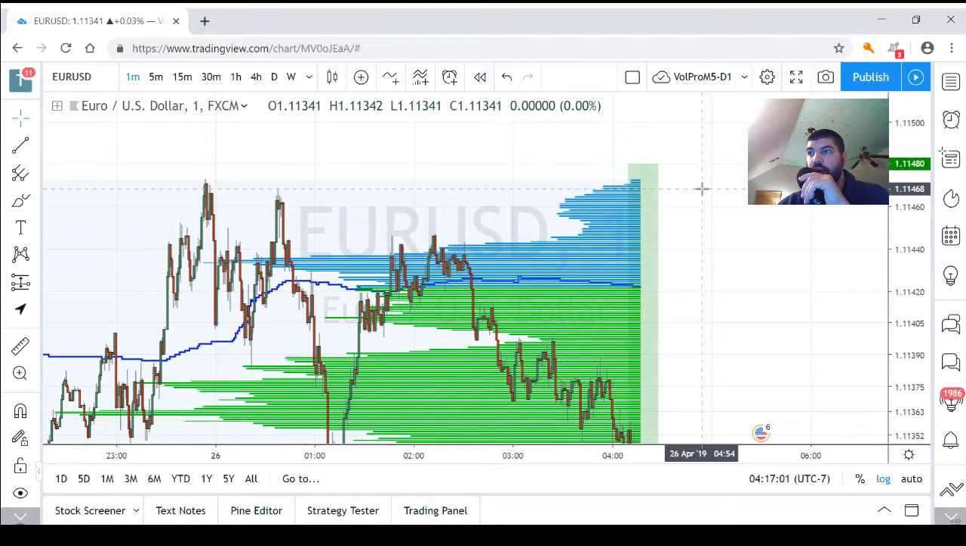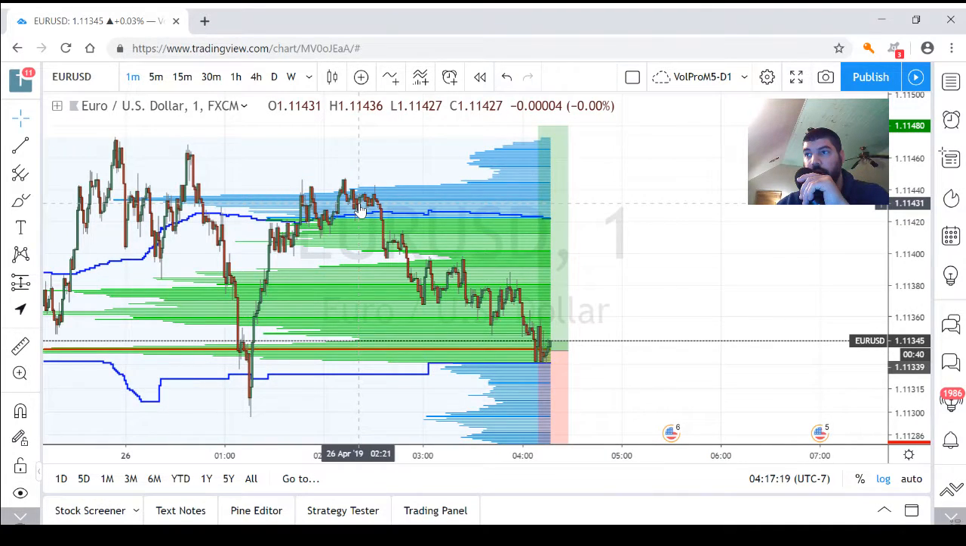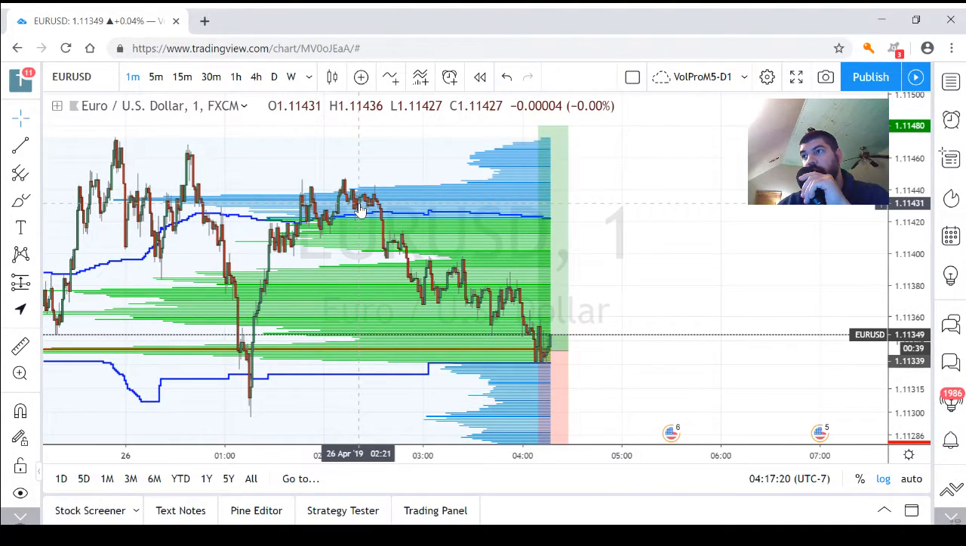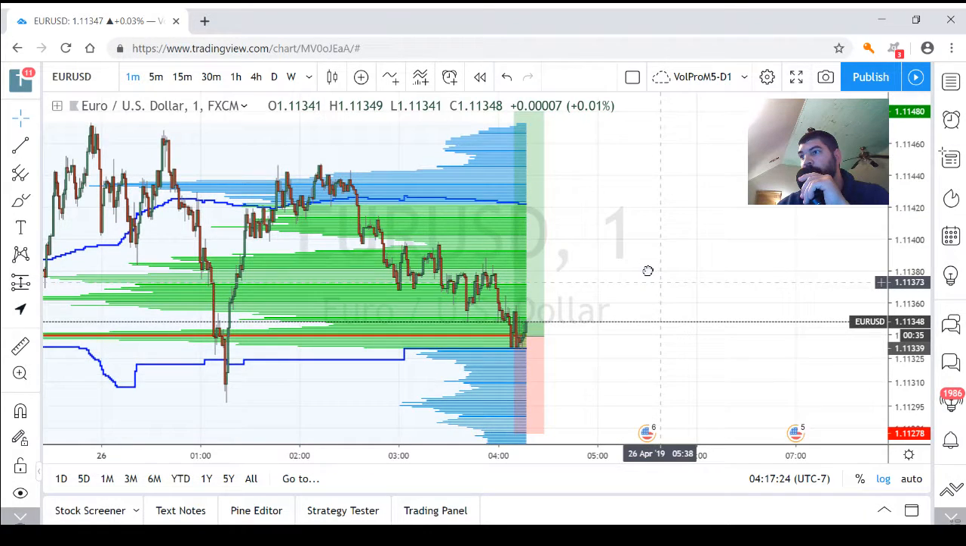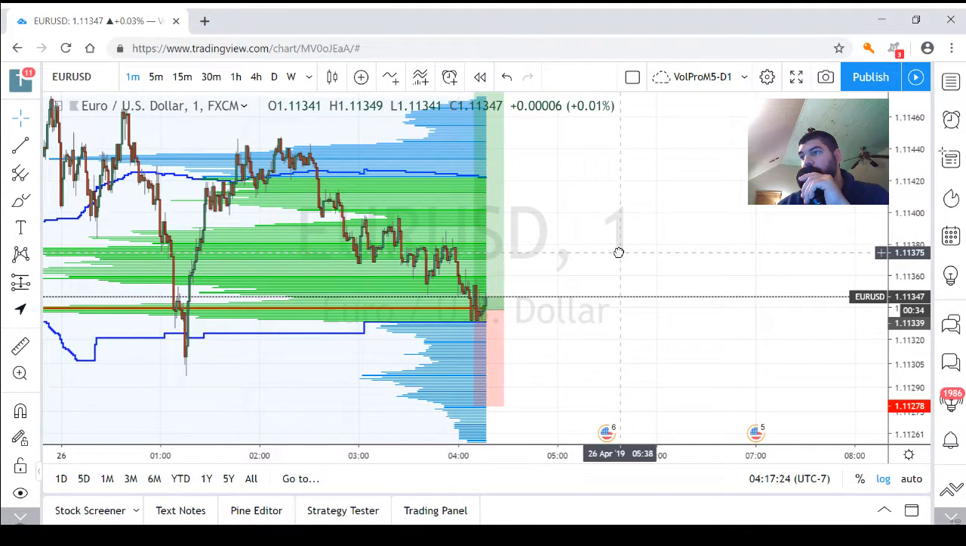Now, what I obviously should have done was, near the top here, I should have said, I've got two-thirds of the move that I wanted, but just get out and wait and then get back in down here. But I didn't do that, so I'm still learning.